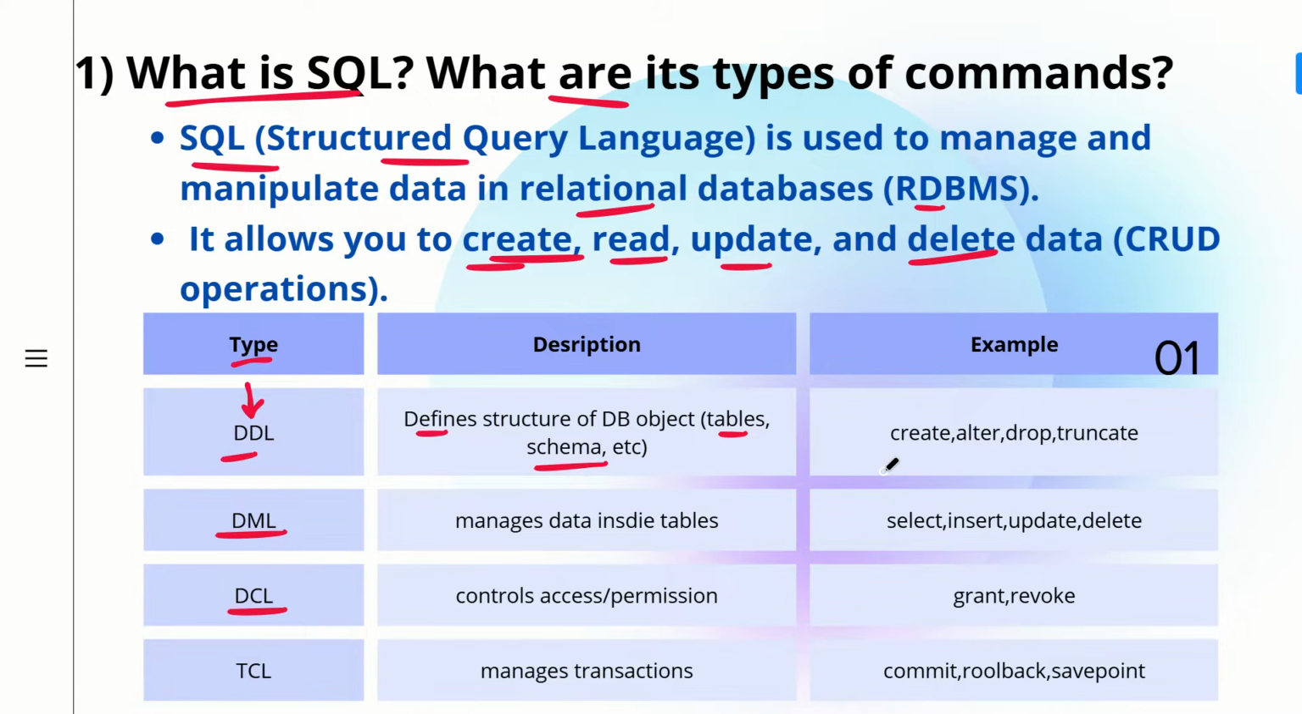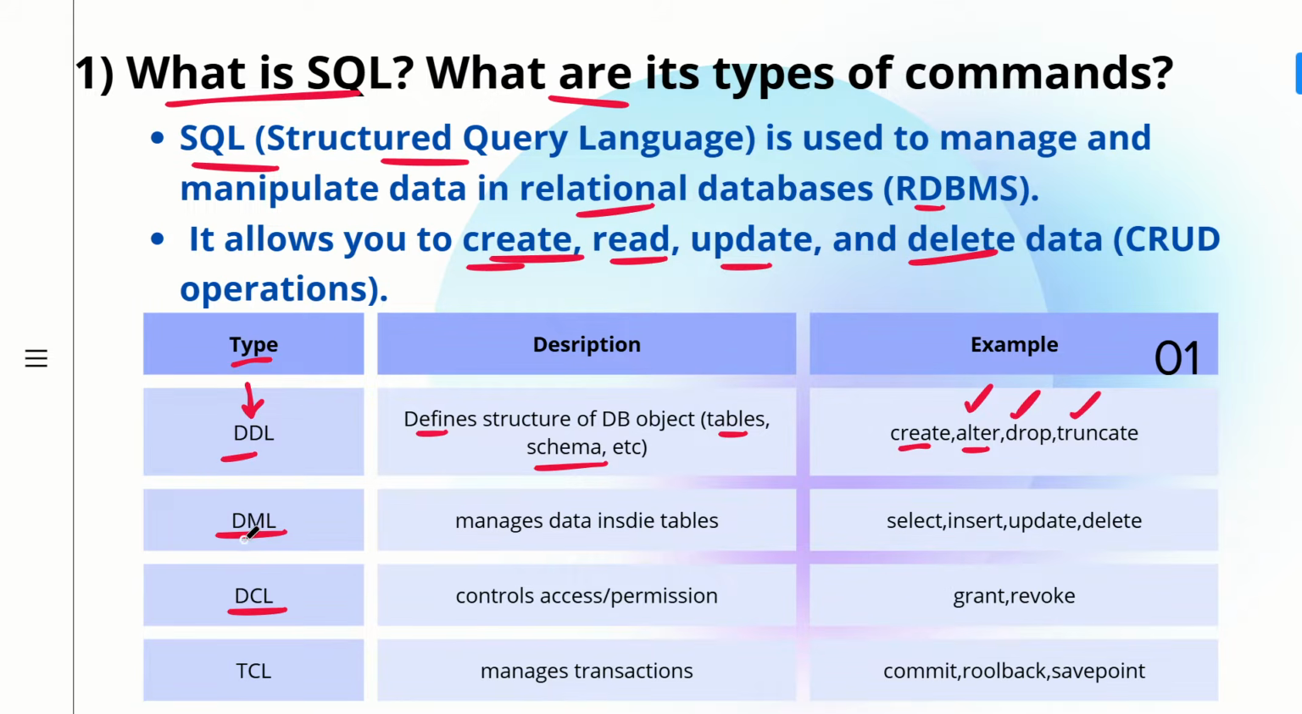Examples of the commands available in DDL, that is data definition language: create, we can create a new table. We can alter the column, we can alter its name or its data type. So that way the alter command is useful. Then we have drop. Drop is used to delete the table, and truncate is used to remove all the data, all the rows of our table. So these are the commands available in DDL.